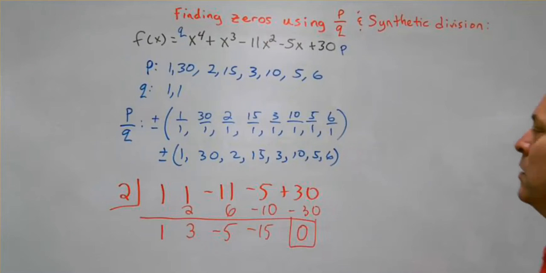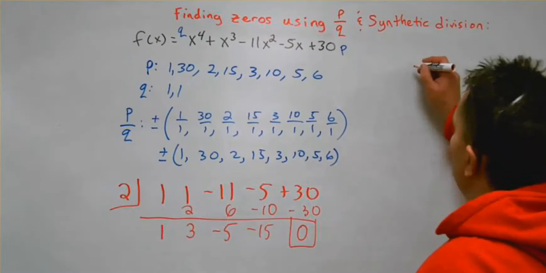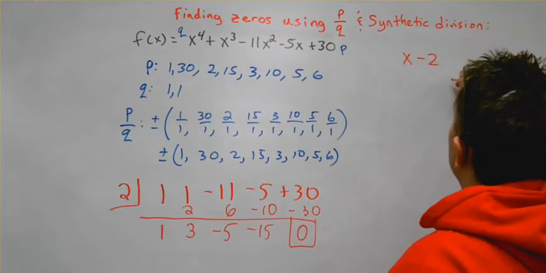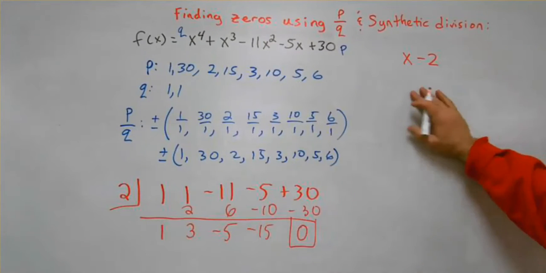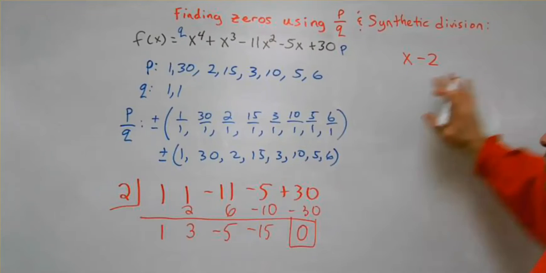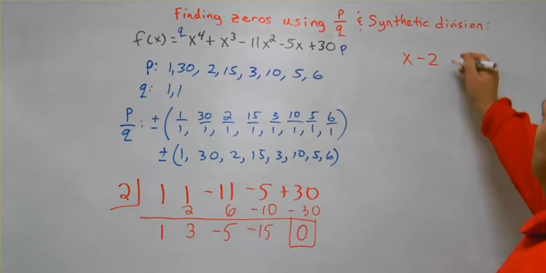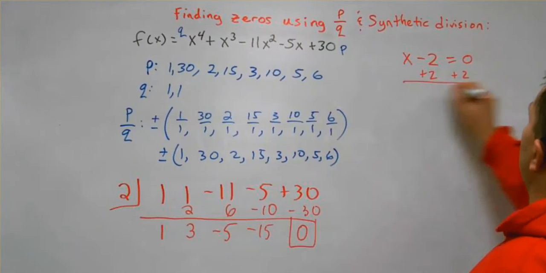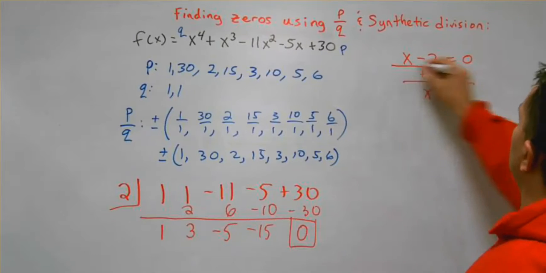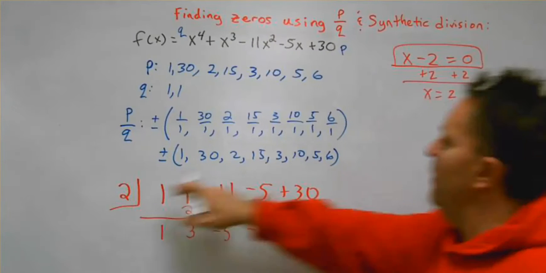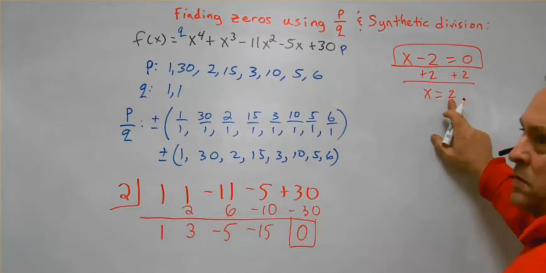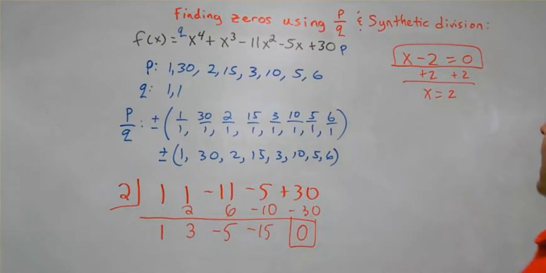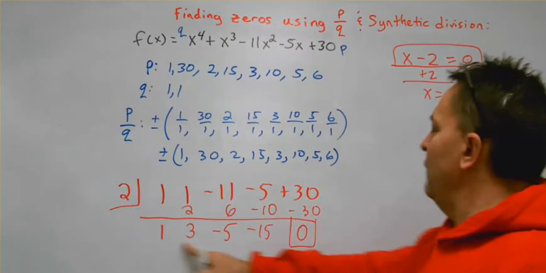So now I know one thing. I know that x minus 2 is a factor of this. I know that 2 is going to be the zero. It's like setting it equal to 0 and adding 2 to each side, and you get x equals 2. See how that works? That's the zero, the solution. This is the factor. So now I'm not done yet because I've got to figure out what I have left here.